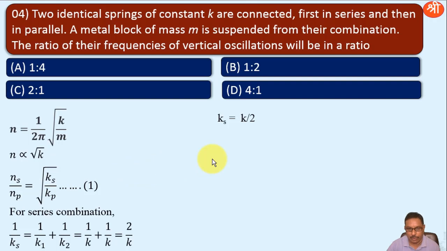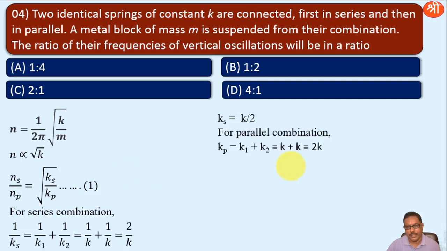Similarly, we will find the value of kp. When the two springs are connected in parallel, effective spring constant is given by the formula kp equal to k1 plus k2. But here the two springs are identical. Therefore k1 equal to k and k2 is also k. K plus k, that becomes 2k. So effective spring constant of two identical springs connected in parallel is 2k. So kp equal to 2k, ks equal to k by 2. Keep this value of ks and this kp in this equation.